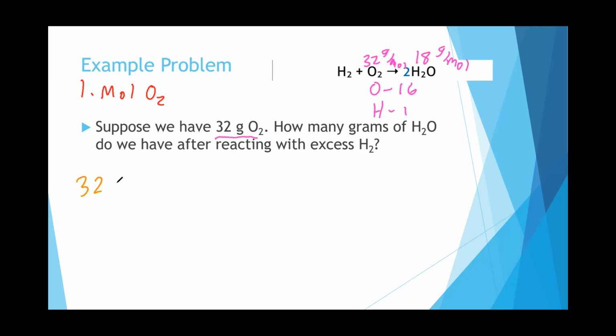So we start off with 32 grams of O2. The molar mass of oxygen gas is 32 grams per mole. Now the question is if we want to put it on the bottom or the top.